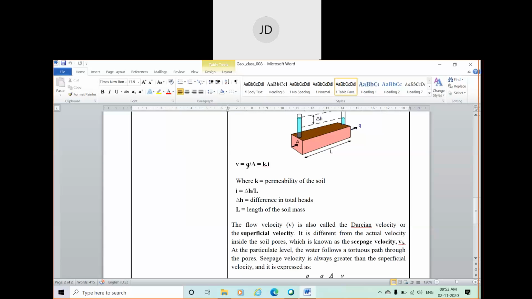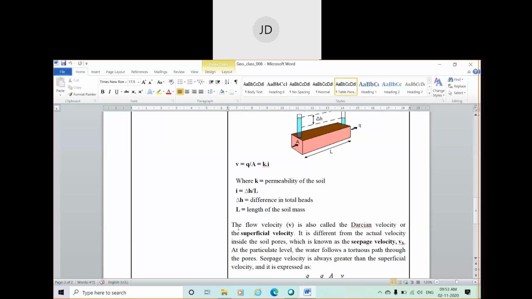The velocity of flow can be found by dividing the rate of discharge by the cross sectional area of the voids, not the cross sectional area of the soil mass, the cross sectional area of the voids perpendicular to the flow. Then that velocity will be known as the actual velocity or seepage velocity. This actual velocity is always greater than your theoretical velocity, and theoretical velocity is also known as superficial velocity.